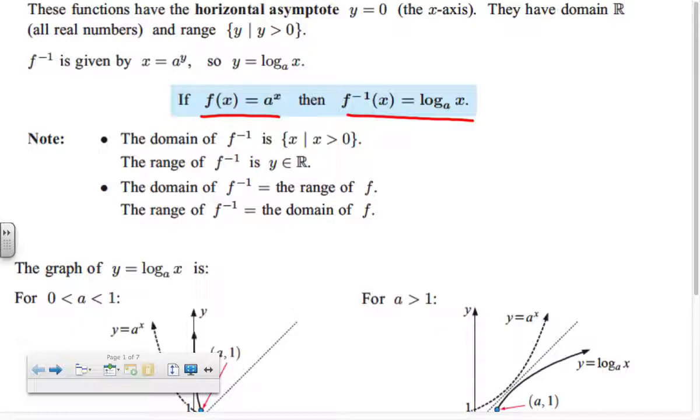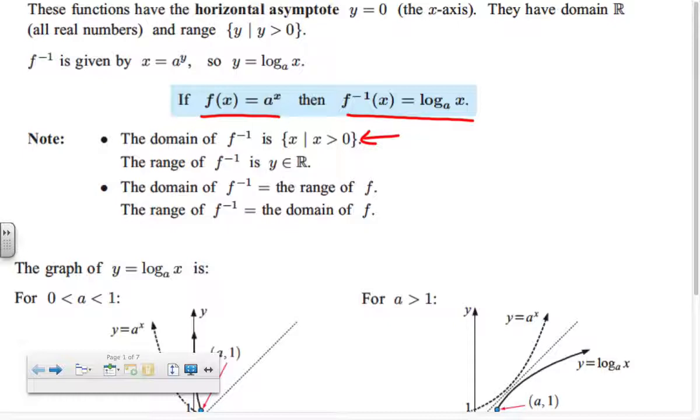So first of all, a is always greater than 0, okay, the range is going to be greater than 0, then the domain of the inverse, right here, is going to be the same as the range. Realize that when we do inverses, their ranges and domains flip. So if the range of the original function is y is greater than 0, then the domain of the new function will be x is greater than 0. The range will be that y is all real numbers.